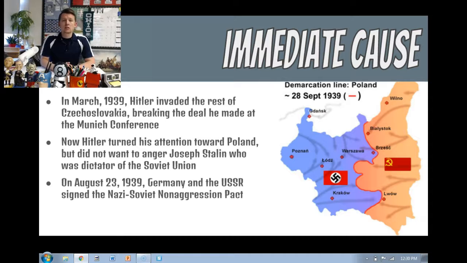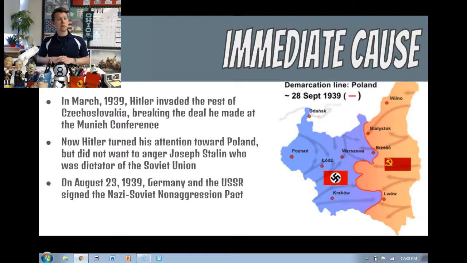Now, Hitler then turns his attention towards Poland, to the east. But he didn't want to anger Joseph Stalin, who was right there, on the other side of Poland. So in 1939, he and the Soviet Union sign what's called the Nazi-Soviet Non-Aggression Pact. And the idea is that we will not attack each other. We'll both move in, we'll both take our share of Poland, and then we won't attack each other.